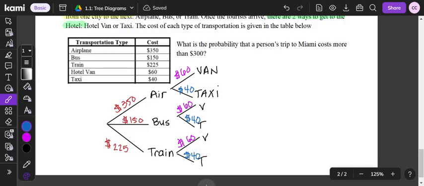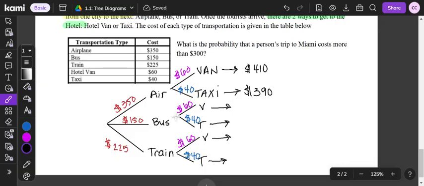Okay, so let's think about this for a sec. What I can now do is go through each possible outcome of my journey. So there are 6 different ways to eventually get all the way to the hotel in Miami. And I can figure out what the total cost of that trip would be. So right here, I have airplane and then van. That's going to be $350 plus another $60, right? So this is $410. Cool. Same thing here. Airplane then taxi. 350 plus 40, that's $390.